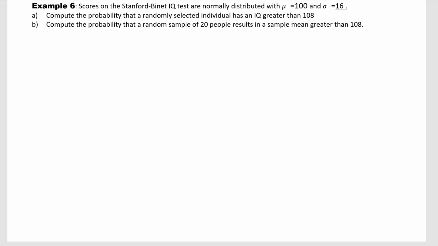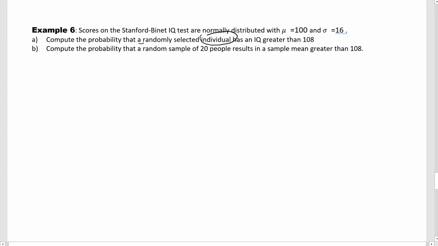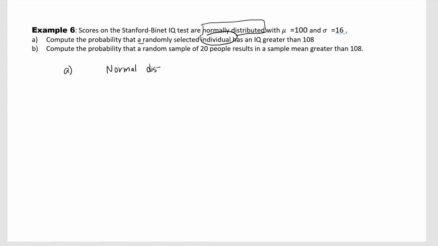You can see the difference between part A and part B. In part A, we just randomly select one individual, one person. Because the scores are normally distributed, we have a normal distribution with mean 100 and standard deviation 16. So we're looking for the probability that X is greater than 108.